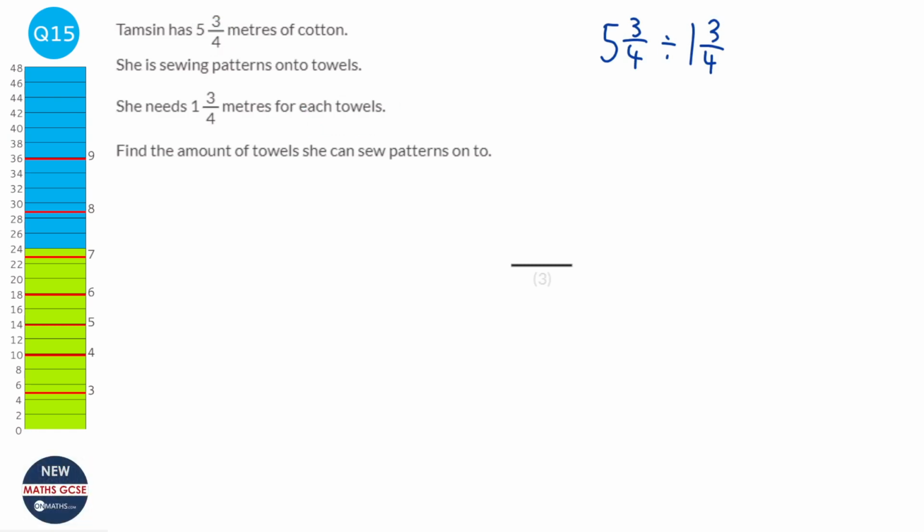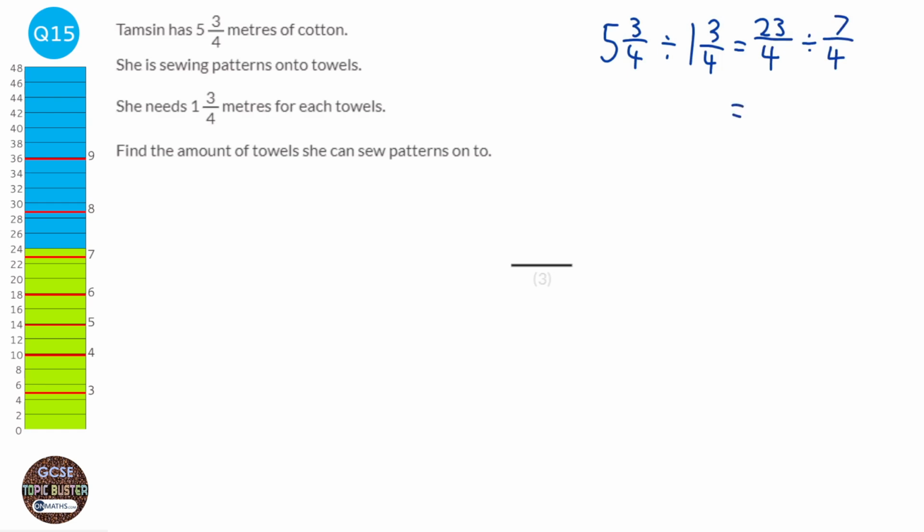So first thing we're going to do is convert them to top-heavy or improper fractions, because at the moment they're mixed numbers and we can't divide or times if they're mixed. So we times the 5 by the 4 and add it to the top, which will be 20, and then add it to the top, 23, and then do the same. 1 times 4 is 4, plus it to the top is 7 over 4.